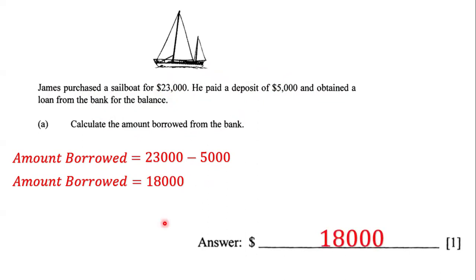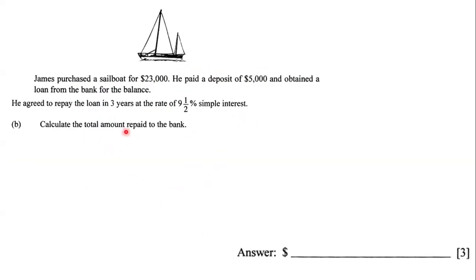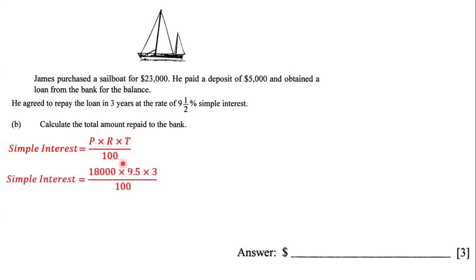Next, the question asks us to calculate the total amount repaid to the bank. It says that he agreed to repay the loan in 3 years at the rate of 9.5% simple interest. To answer this question, we're going to use the simple interest formula, which states principal times rate times time all over 100. Here, the principal is the amount borrowed, which is 18,000. The rate is 9.5%, which is 9.5. And the time is 3 years, so that's going to be 3. And we're going to put that all over 100.